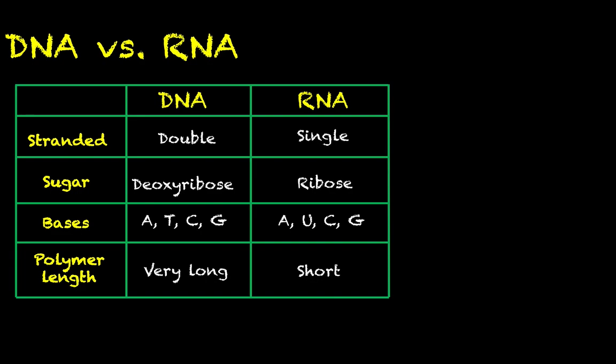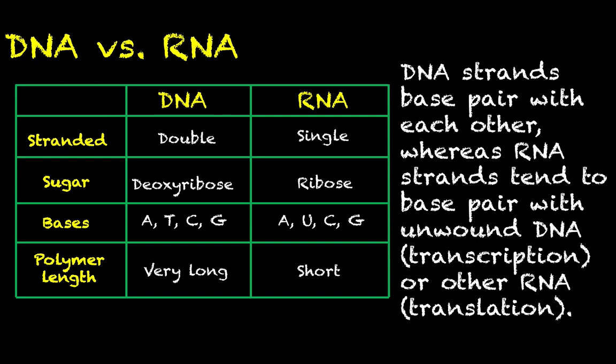And as far as the length of the polymer we can expect, DNA molecules tend to be very, very long, at least 1 million base pairs, sometimes close to 1 billion, whereas RNA polymers tend to be much shorter, usually hundreds, usually not much more than thousands of nucleotides at a time.